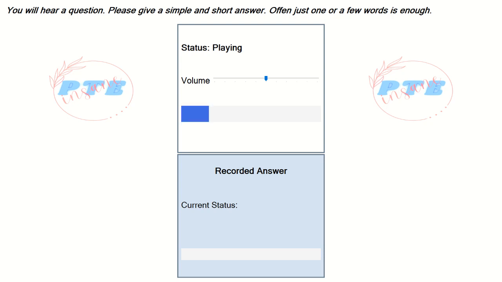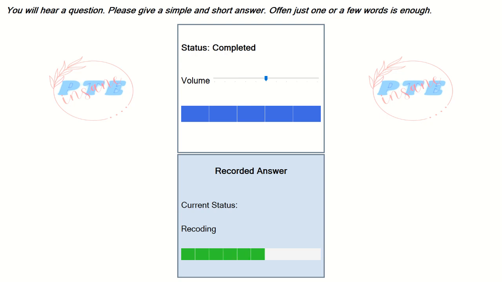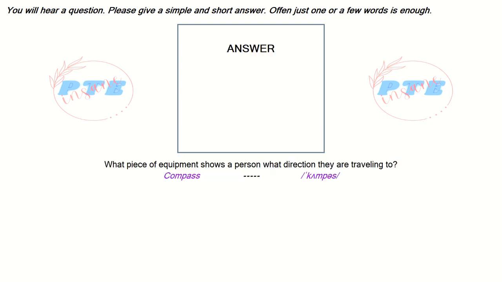What piece of equipment shows a person what direction they are traveling to? Compass.